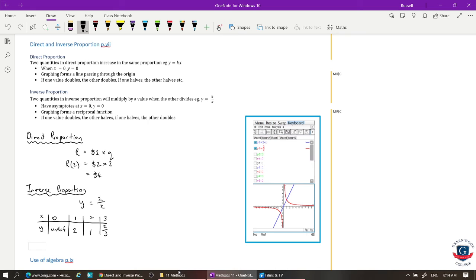So we can see from the graph, the red lines, that there are two asymptotes, one at X equals 0, which is this one, and one at Y equals 0, which is this one. And it has this peculiar shape, which is a reciprocal function, or reciprocal graph. It's a hyperbola, a specific hyperbola, a right hyperbola. And we can see that as one doubles, the other halves. If one halves, the other doubles, so on and so forth. It's going the opposite way.